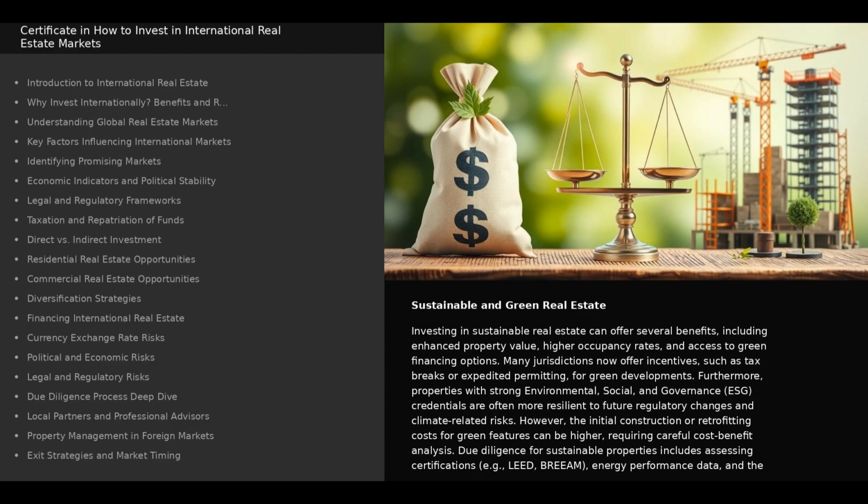Due diligence for sustainable properties includes assessing certifications, for example, LEED, BREEAM, energy performance data, and the availability of green technologies. As global awareness of climate change grows, demand for sustainable real estate is expected to continue its upward trajectory. This sector presents significant opportunities for forward-thinking investors.